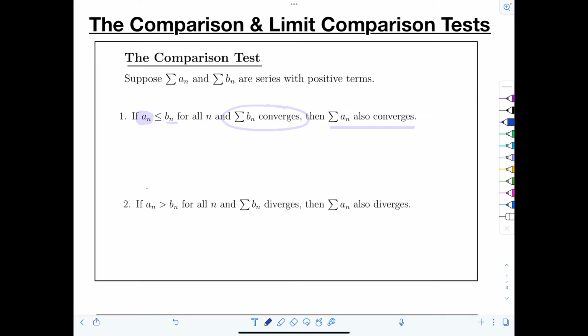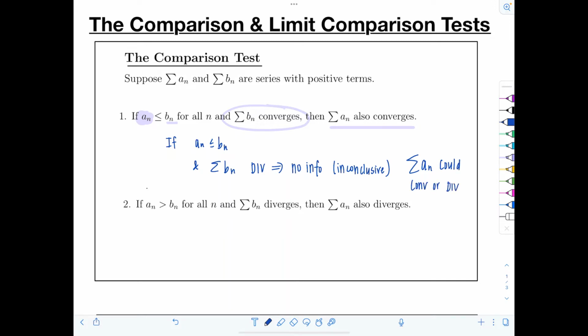Be careful though, because if An is less than or equal to Bn, right? If the terms of our series are less than or equal to the terms of another series, and that sum diverges instead of converges, then you have absolutely no info. The comparison test is inconclusive. So basically that means you need to pick a different test, because the sum of An could either converge or diverge. And if this idea is a little confusing for you, then hop back over to that intro lecture that I mentioned earlier, because you'll need to check that out.